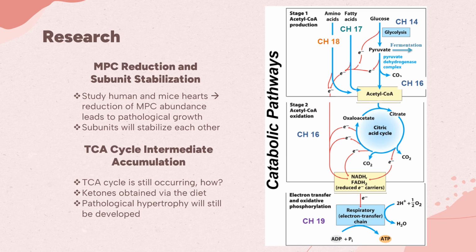And although that happens in most cases, the mice and humans would still develop the pathological hypertrophy simply because you can only do so much. You still need that MPC to be functional in order for you to have a truly functional heart.